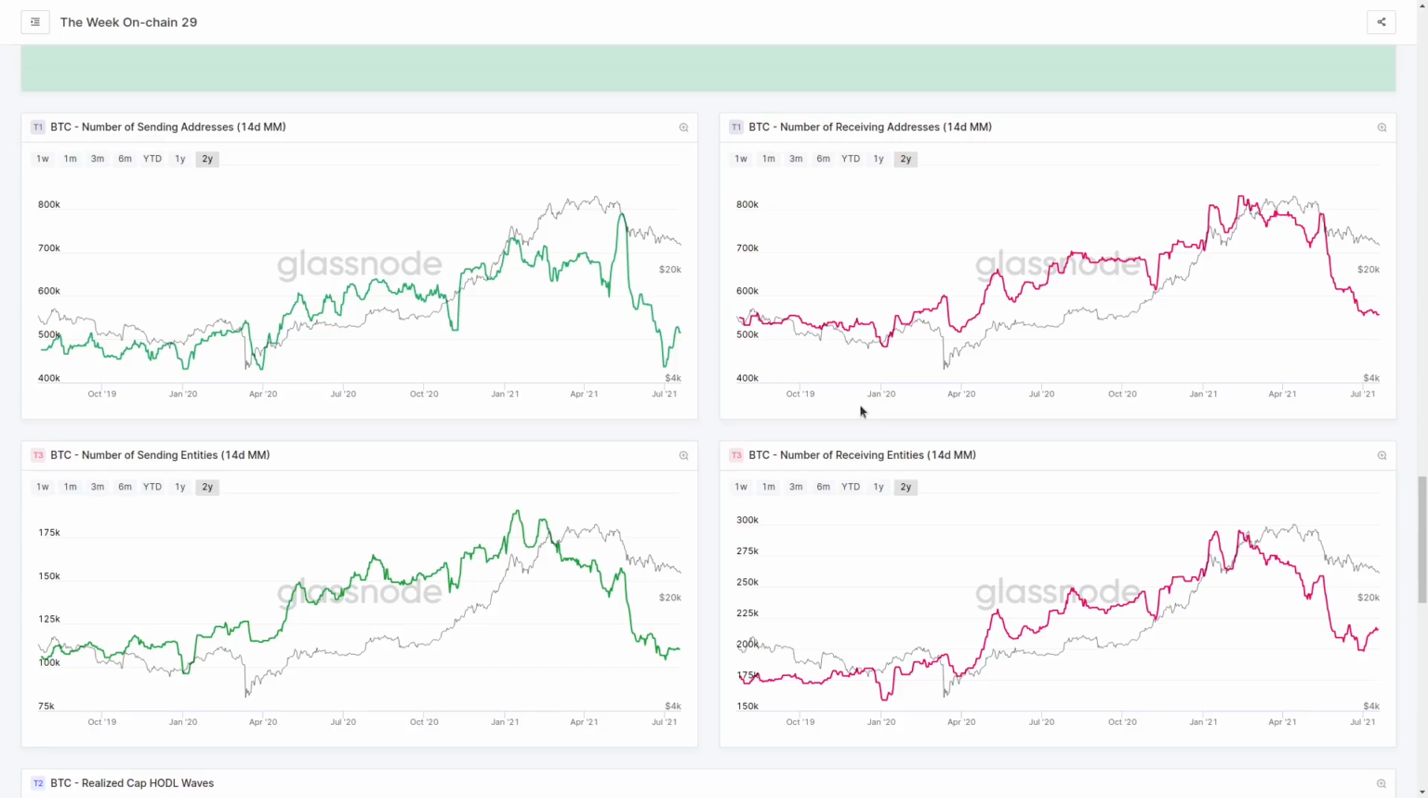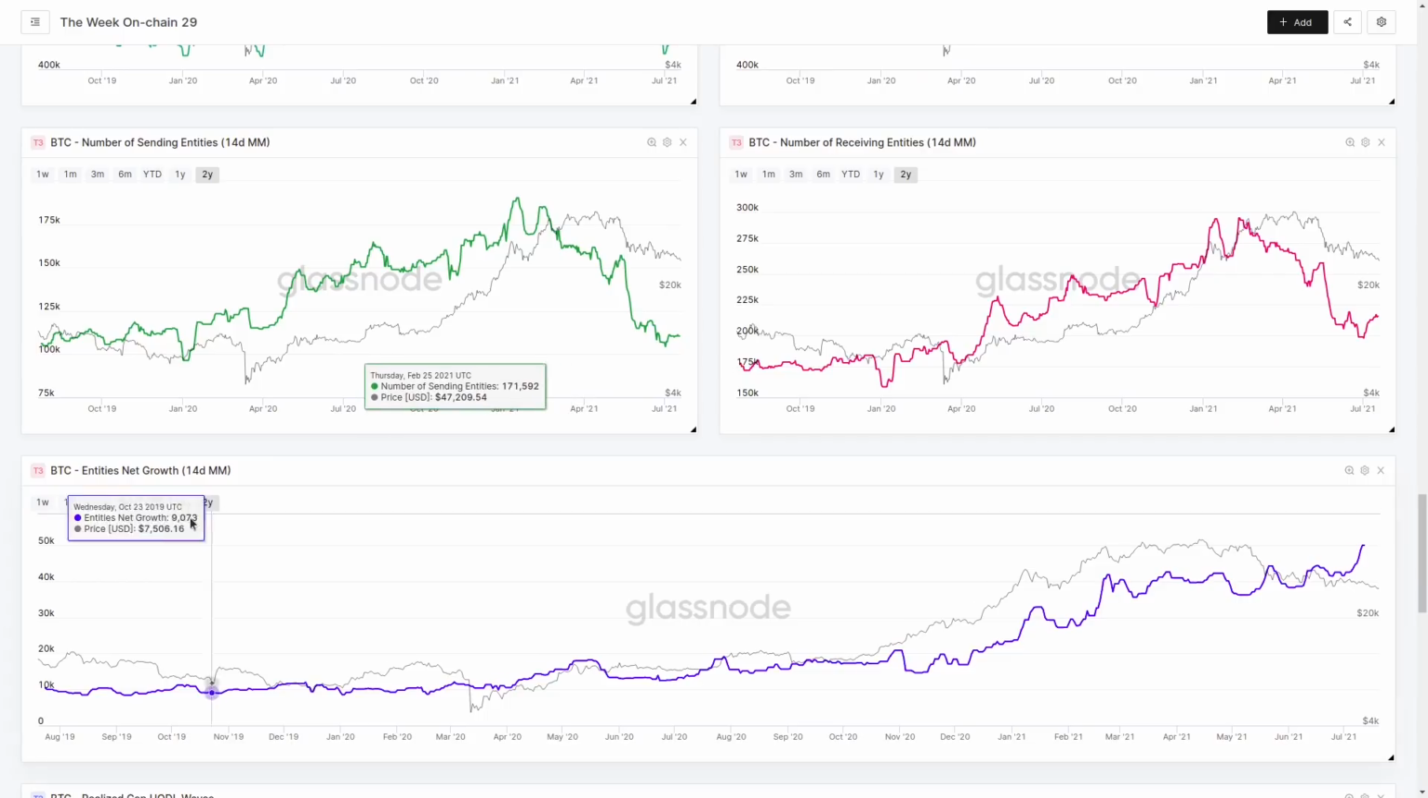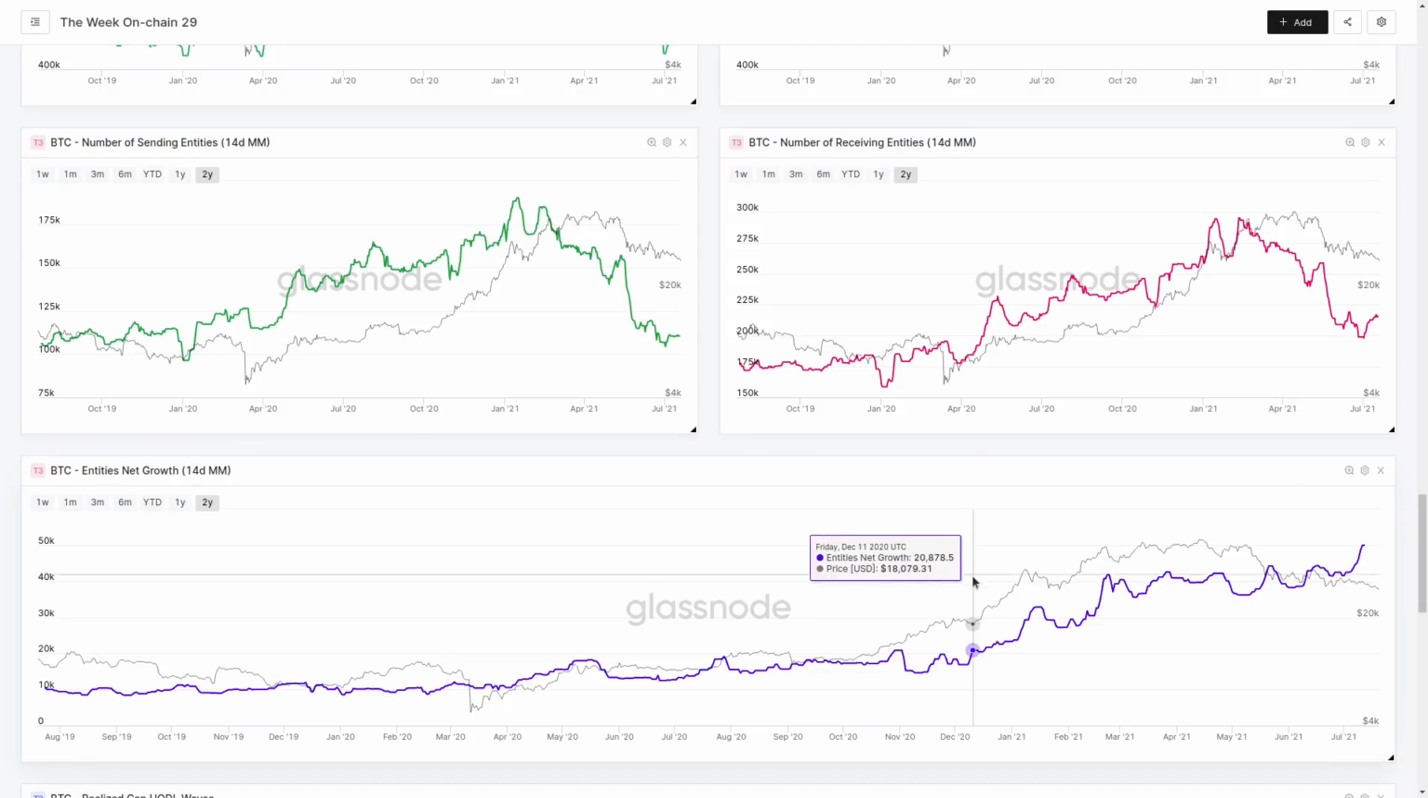So to really sum up all of these, what we're seeing at the moment is an increase in the number of receiving entities, which again is reflecting somewhat of a dollar cost averaging type scenario. So we're seeing an increase in receiving entities and a decrease in sending entities. When we boil it down and look at our net entity growth, which is taking the difference between created entities and destroyed entities, what we're seeing is that we have fewer entities being destroyed, more entities being created, and therefore on our net entity growth, how many entities are entering the system on net, we're actually approaching an all-time high.